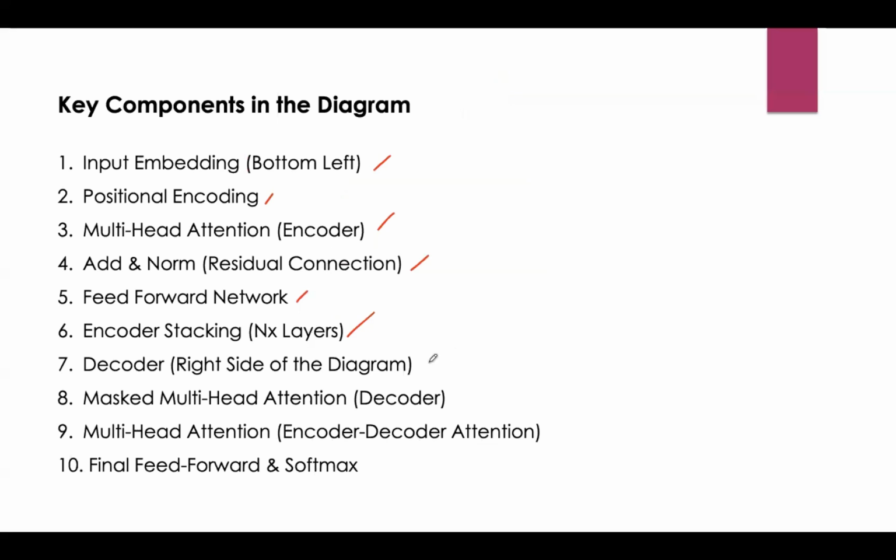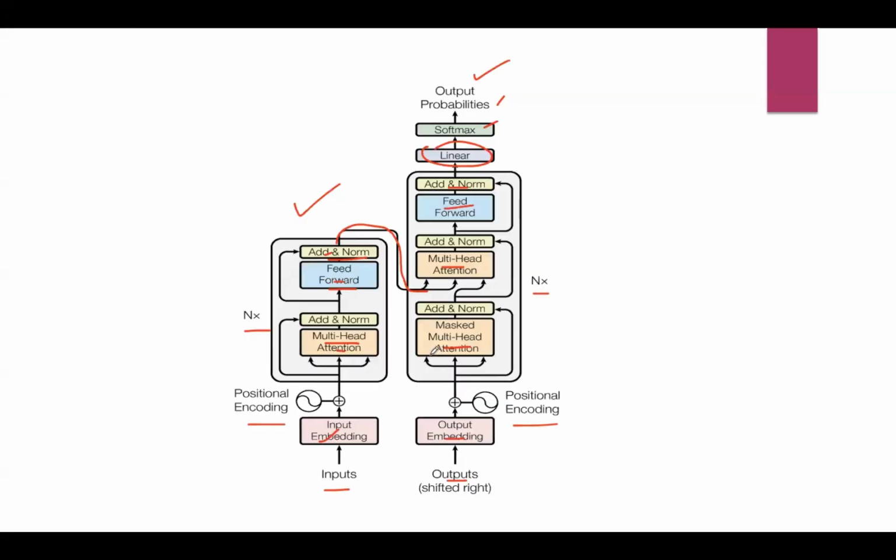Then we have the decoder, which is present at the right side of the diagram. The decoder also consists of nx layers. Here you can have n number of layers, and the decoder receives output embeddings and generates predictions, the probabilities. For example, in translating the sentence "the cat sat" to French, the decoder gets the translated sentence for that.